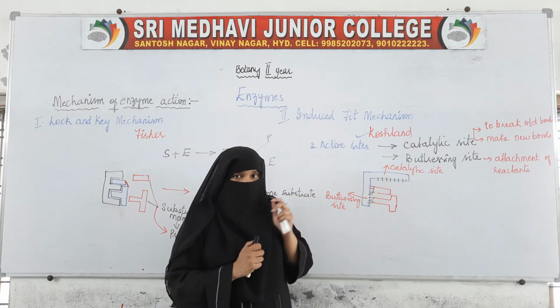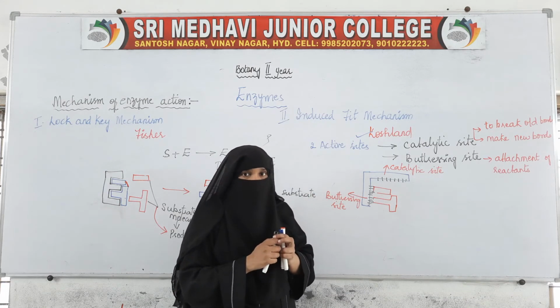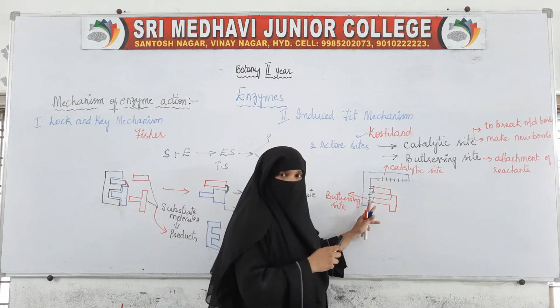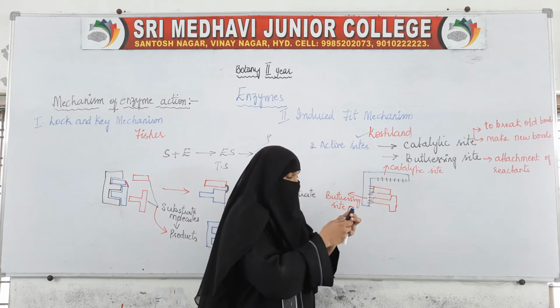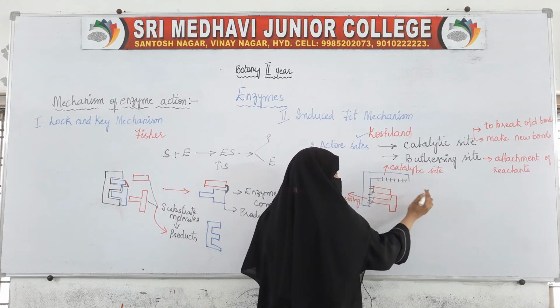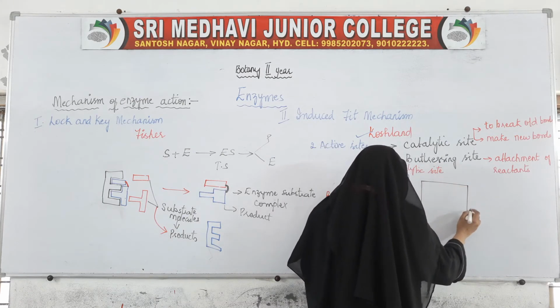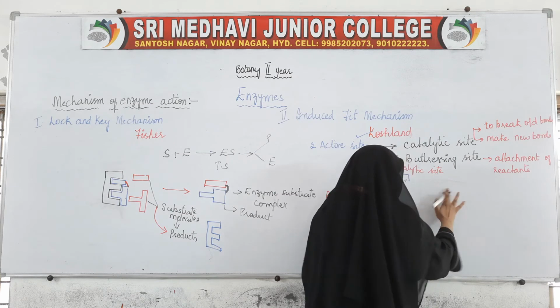Something triggers in the enzyme which makes the enzyme change its shape. Okay, so as soon as it gets attached, it triggers and changes the shape. How does it change the shape? So earlier it was like this. So what happens now? I'll draw with blue only.